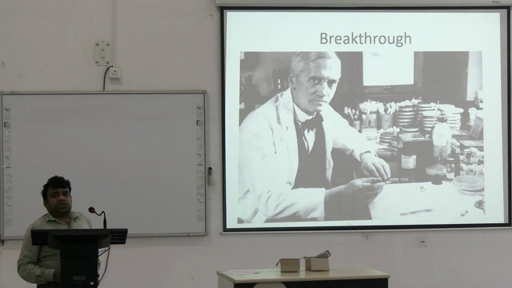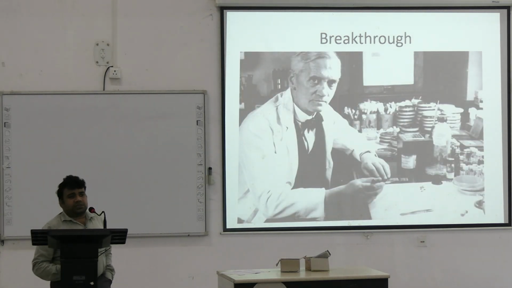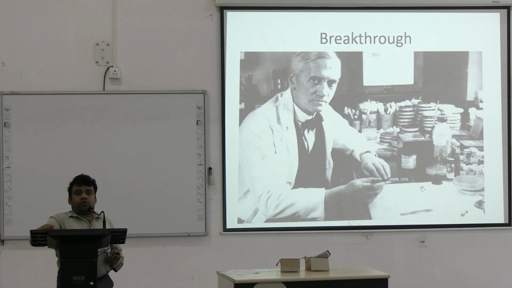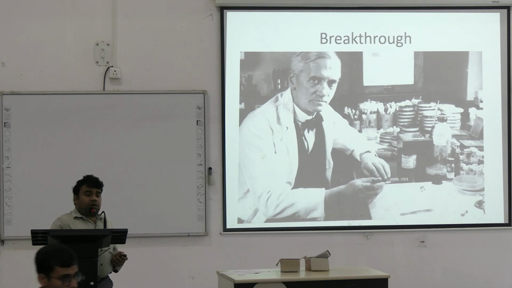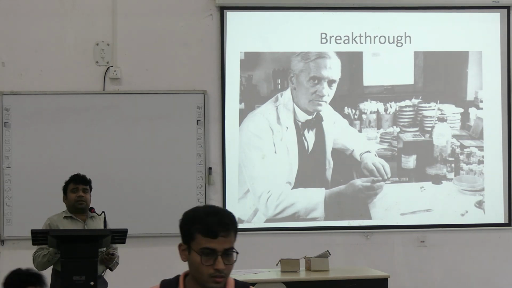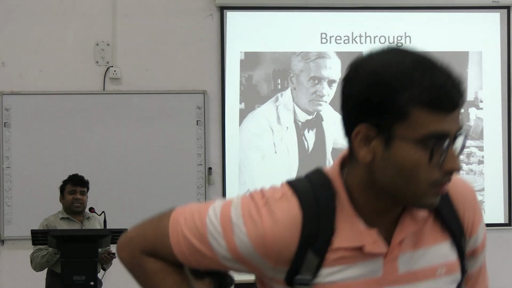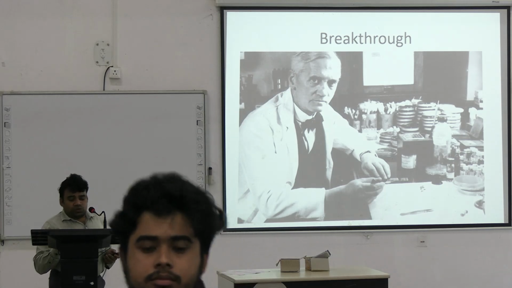Then came the breakthrough in the 1920s when Alexander Fleming observed the inhibition of Staphylococcus on a culture plate on which a fungus had already grown. This fungus was known as Penicillium, and he called this substance penicillin. However, 20 years down the line, this molecule was extracted from the fungus to be used for human use.